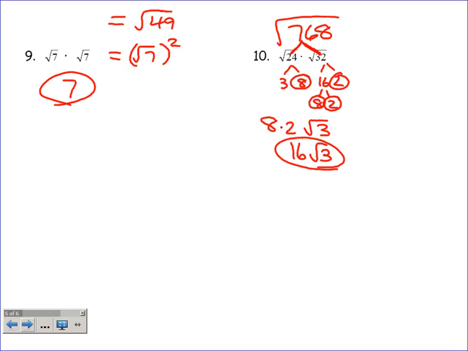Tyler, you broke down the 24? You said it at the same time. Yep. If you kept breaking this into 2s and 2s, it'll be fine. It'll be the same thing. Yep. I just stop when I see pairs.